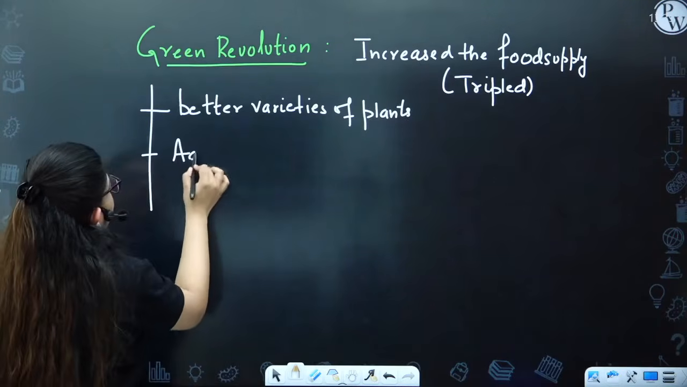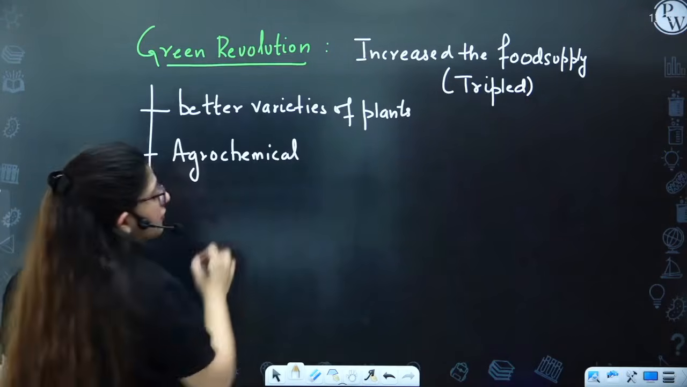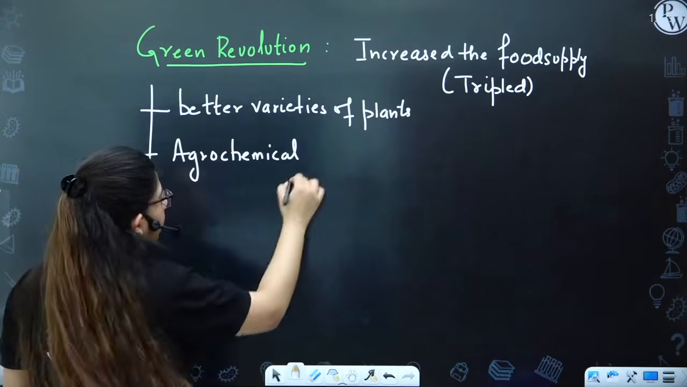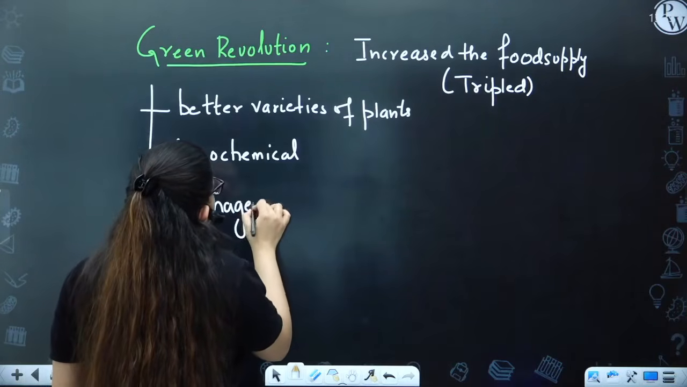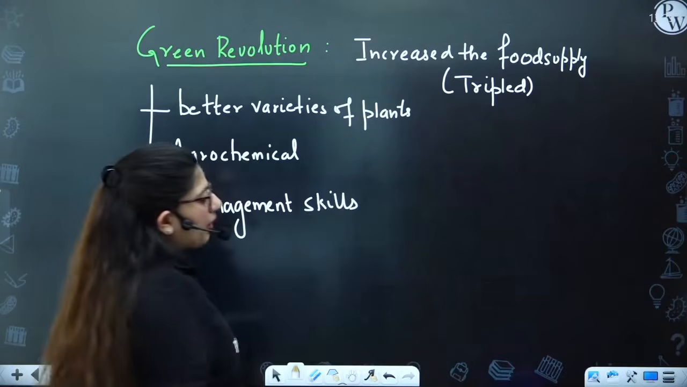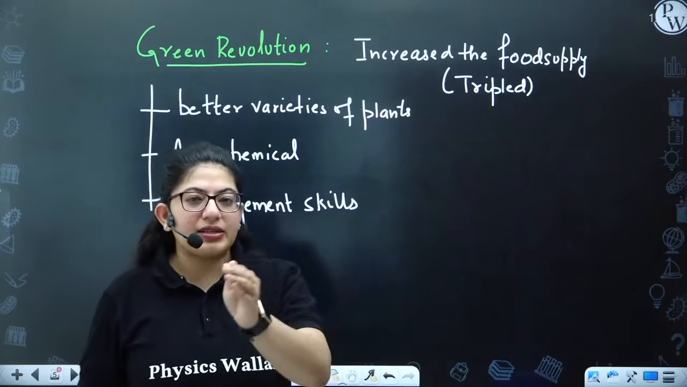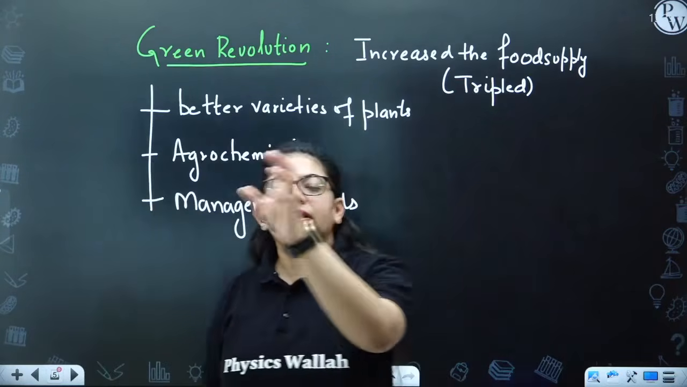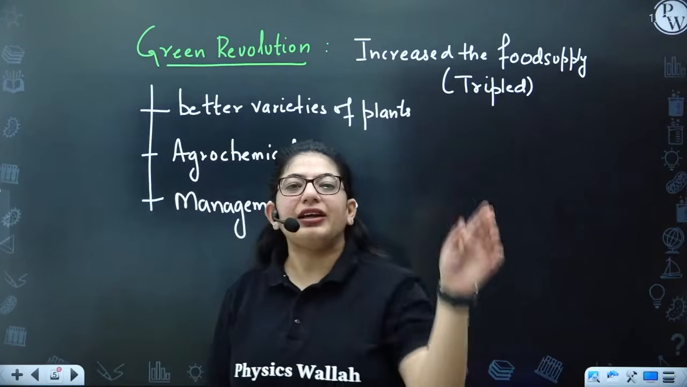Second, they used a lot of chemicals. That's a gift of the Green Revolution. Nowadays, they're using a lot of chemicals, right? And third, they taught the farmers about the management of the plants. They taught proper management skills, like if this is crop X, it needs this amount of water. At this time duration, you have to give water. In this season, you have to grow the crop. This is the fertilizer you need. So all that led to the success.